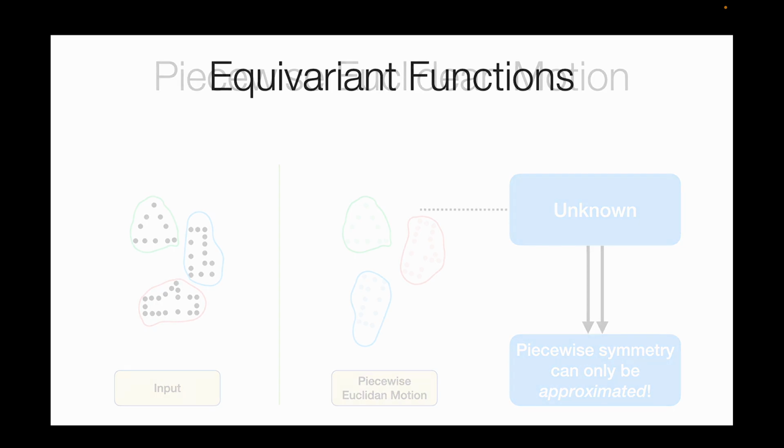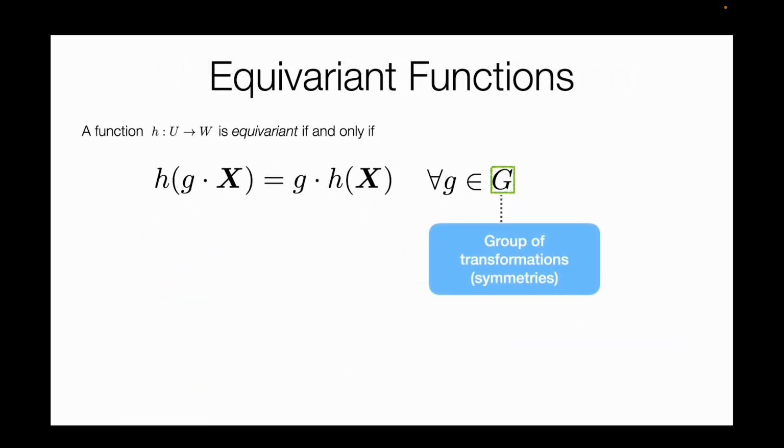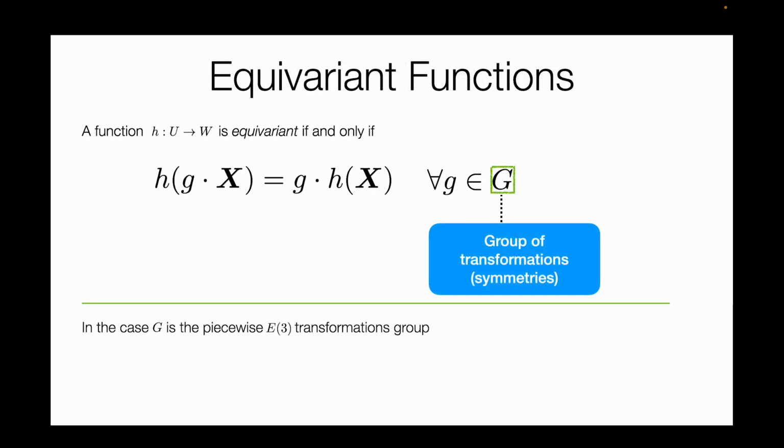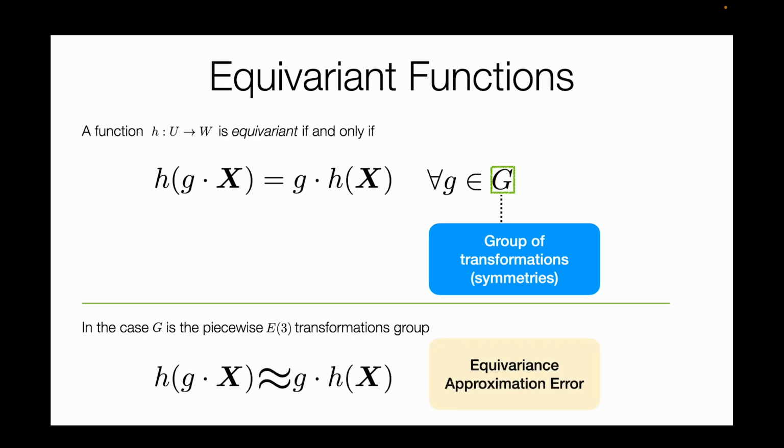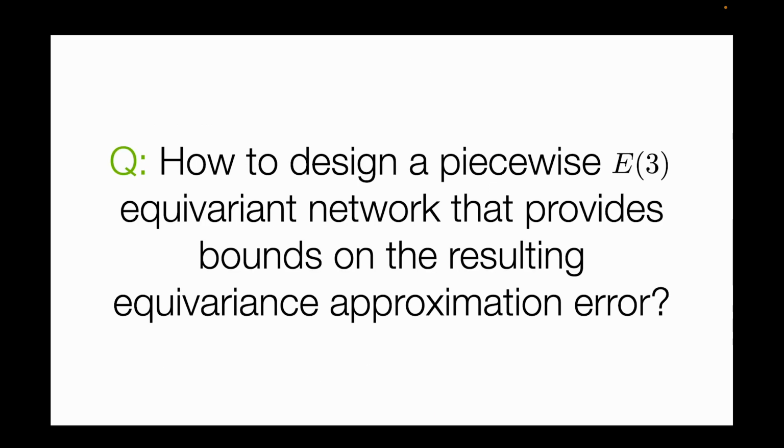Thus, we argue that one should somehow generalize the usual equivariance definition with some notion of approximation. We will refer to the error that arises from satisfying the equivariance constraint by the equivariance approximation error. Which leads us to the main question our suggested design needs to address. How can we formulate a piecewise E3 equivariant design that enables controlling the resulting unavoidable equivariance approximation error?